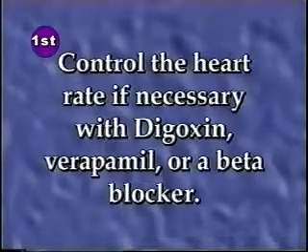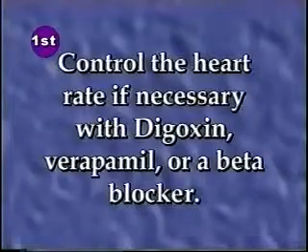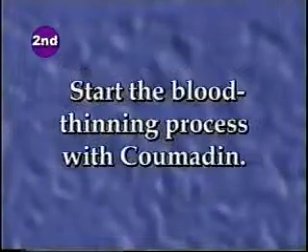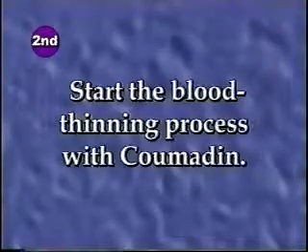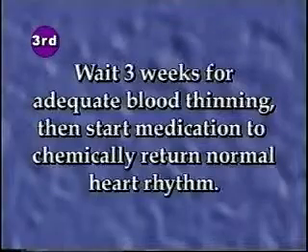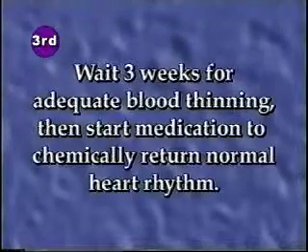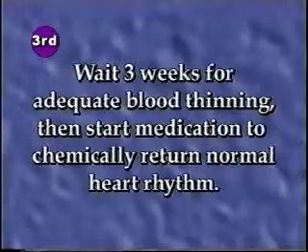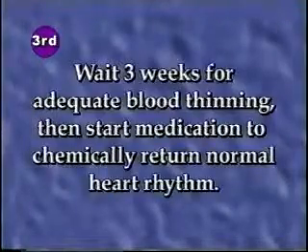For these reasons, the following procedures will take place if you've had atrial fibrillation for more than 2 to 3 days. First, control the heart rate if necessary with digoxin, verapamil, or a beta blocker. Second, start the blood thinning process with Coumadin. Third, wait 3 weeks for adequate blood thinning, then start medication to chemically return normal heart rhythm.